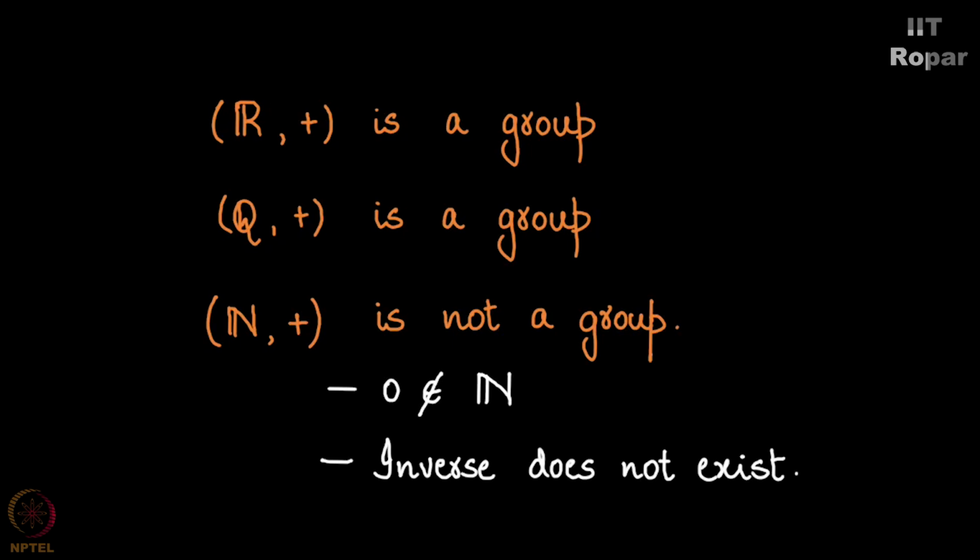Also, inverse does not exist. What is the inverse? Negation of that, right? We have negative numbers, and negative numbers do not belong to natural numbers, and hence natural numbers under addition do not form a group.